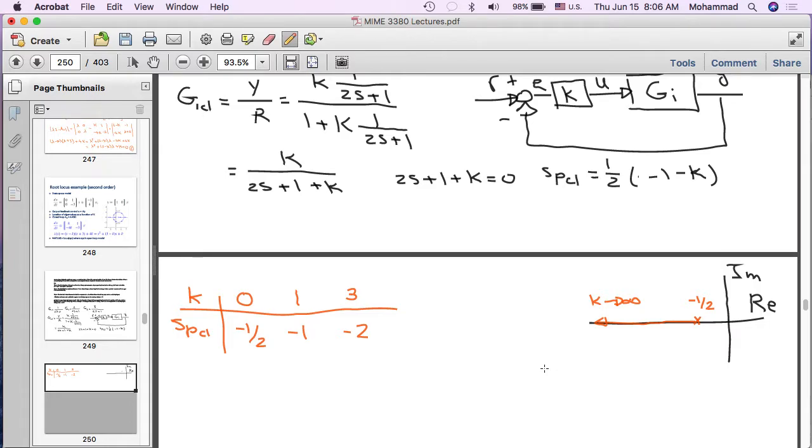Now, the effect of that is, as K gets larger, this system becomes faster and faster because the pole shifts towards the left of the real axis.